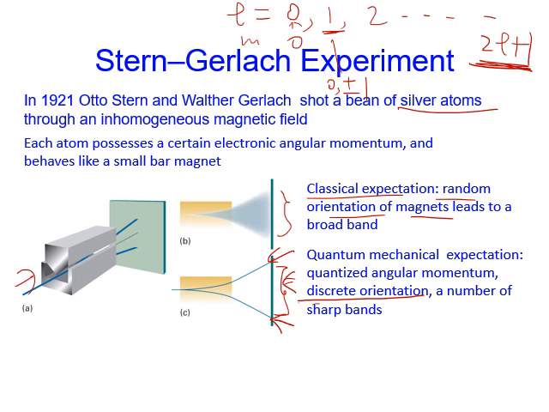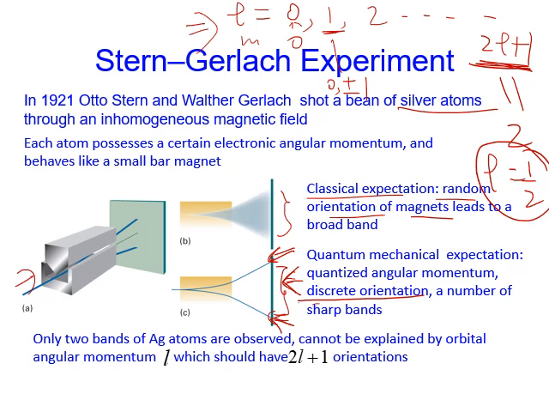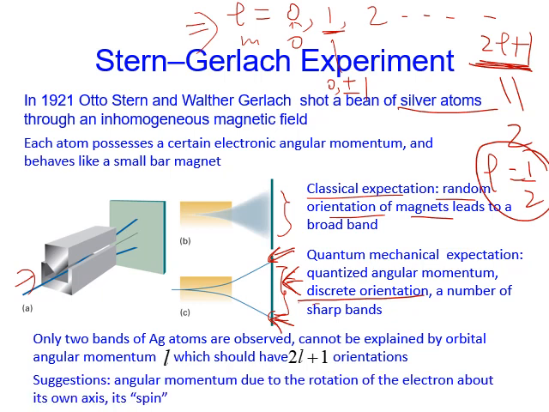However, their experiment only saw two bands. So if 2l plus 1 equals 2, then l has to be one half. And that's not in the list of allowed orbital angular momentum quantum numbers. So the suggestion of this experiment is that there's another type of angular momentum, not due to the orbital angular momentum, but due to the rotation of the electron, and we call this electron spin angular momentum. We're going to talk about this more in the next slide.